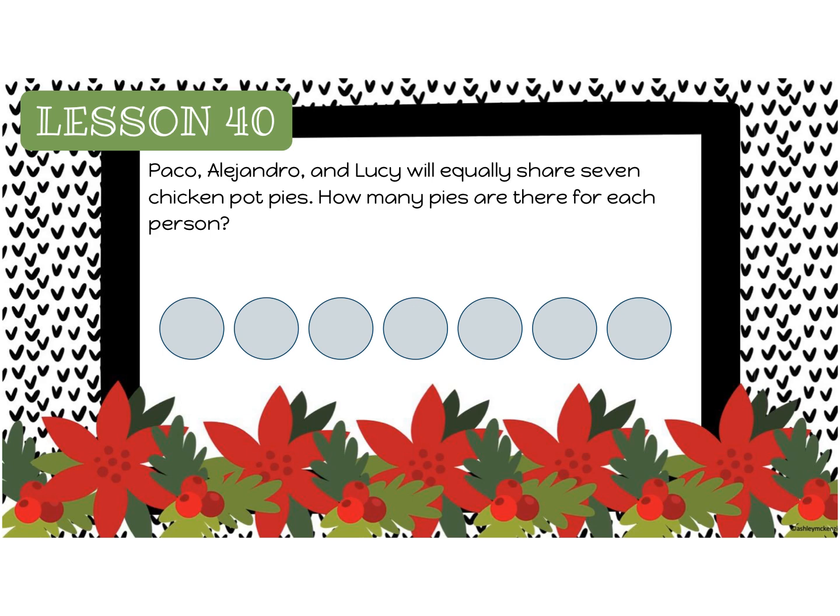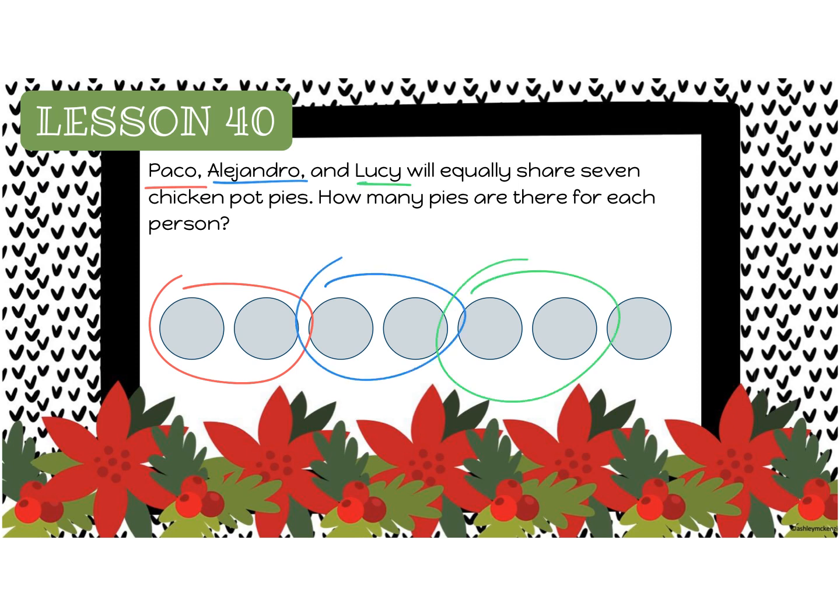Okay, so Paco might get these 2. And then let's see, Alejandro might get these 2. Lucy will get these 2. And then I can split this last one up into thirds. And I can give Alejandro this one. I can give Paco this one. And I can give Lucy this one. So then everybody's getting 2 1/3 total. Does everybody see how that works? Yeah.